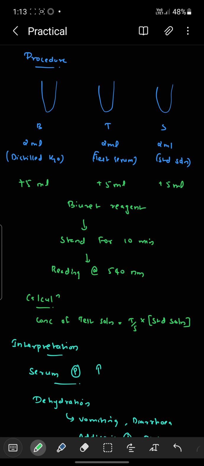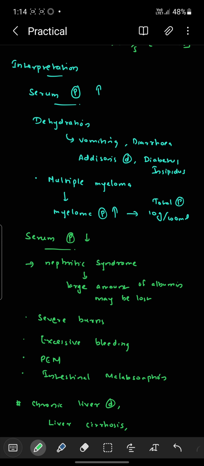So using the blank distilled water, set it as 0. Then using test and standard, measure the optical density. So the concentration of the test solution will be equal to optical density of test divided by optical density of standard, multiplied by concentration of standard solution. So the interpretation is, serum protein is increased during dehydration. That is when you are not taking adequate quantity of water, or more water is lost, like vomiting, diarrhea, Addison's disease, or when the level of ADH is low, more water is excreted through urine, and the condition is called diabetes insipidus.